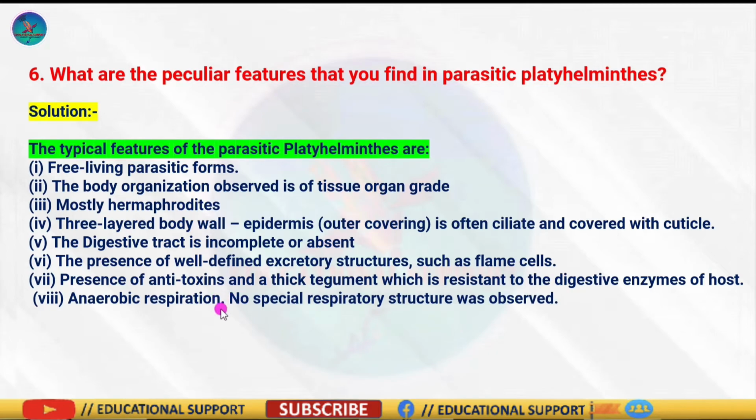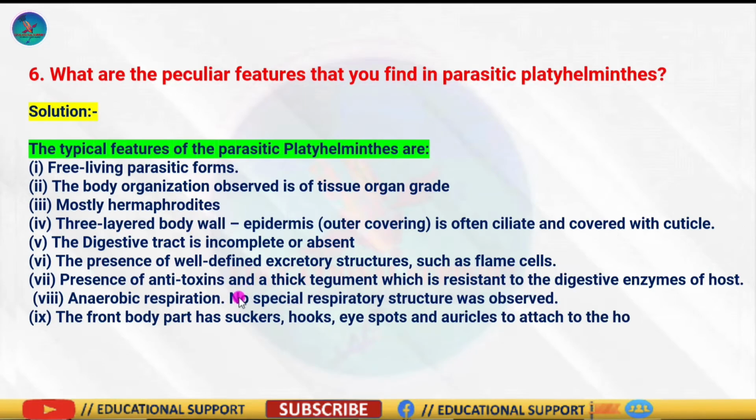A well-outlined flame cell-like excretory organ is found in them, and the members of this phylum have parenchyma present in their body cavity. They show self-fertilization. So these are the typical features of parasitic platyhelminthes.